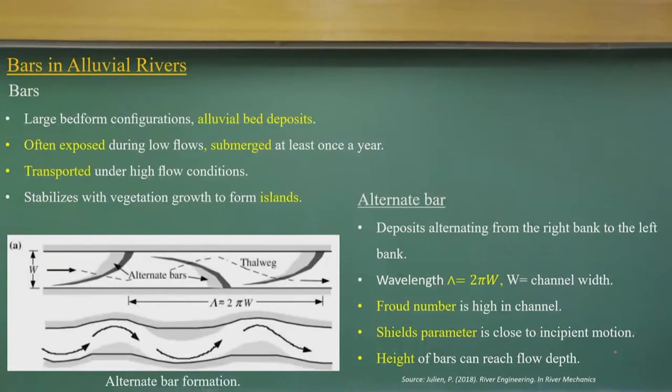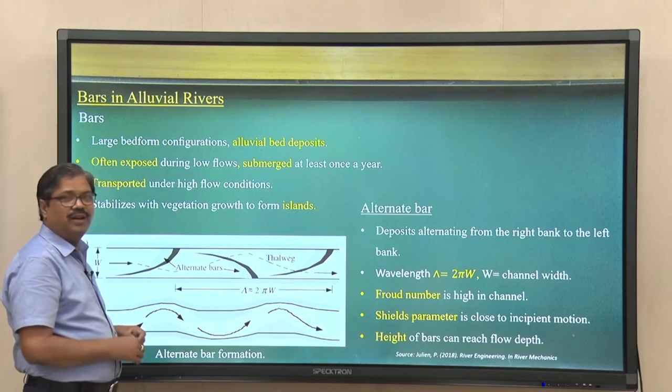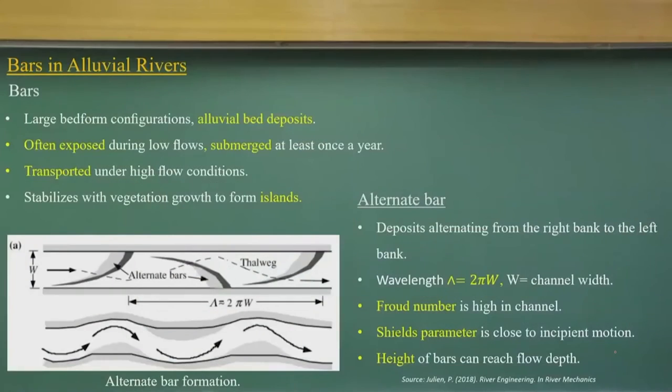Now, look at how bar formations happen in alluvial rivers. Bars are generally large bed configurations in alluvial bed deposits. If you look at these figures, the channels will not be straight, there will be meanders. Because of these meanders, you will have bar formations. These are called point bars, alternate point bars, and this is the thalweg line, the deepest channel line. You can have alternate bar formations, and these bar formations can have a wavelength of 2 pi times the channel width, closely 7 times, or 3.6 times the width.